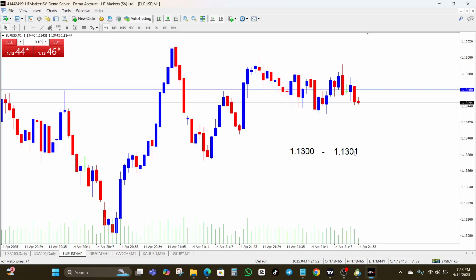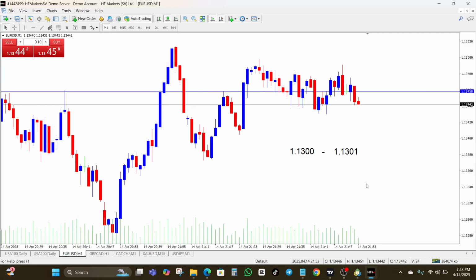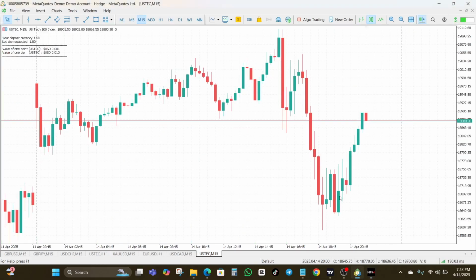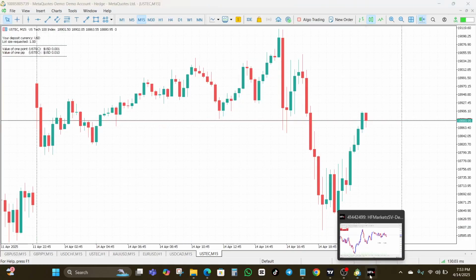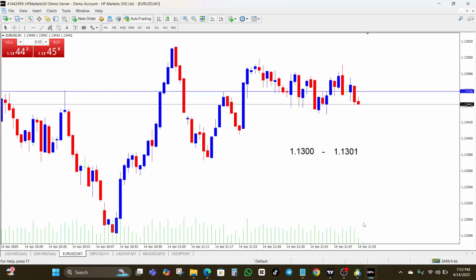Now, let us talk about how to calculate your pips in MetaTrader 4 and MetaTrader 5. Both platforms are almost identical when it comes to calculating pips. It doesn't matter whether you are using MetaTrader 5 or MetaTrader 4, the pip calculations are the same. But it's always important to know how to do it manually as well.